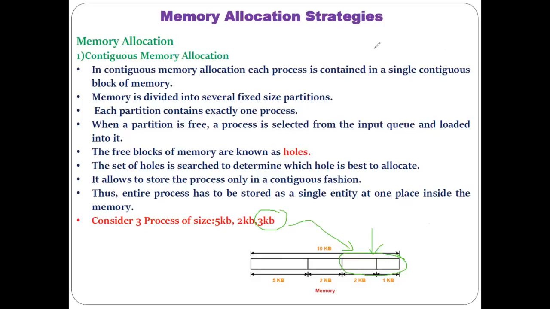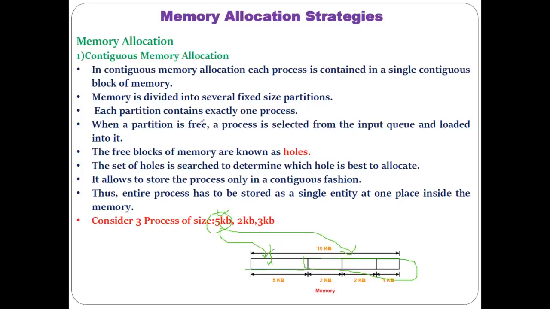So the concept of contiguous memory allocation is: if you want to allocate memory for a process, it will be allocated in a continuous fashion. If a 5 KB process is there, it can be put in this 5 KB block. This 5 KB process cannot be put by dividing it into 2 KB, 2 KB and 1 KB in these three partitions. It is not possible in contiguous memory allocation. Only one partition will contain only one process.